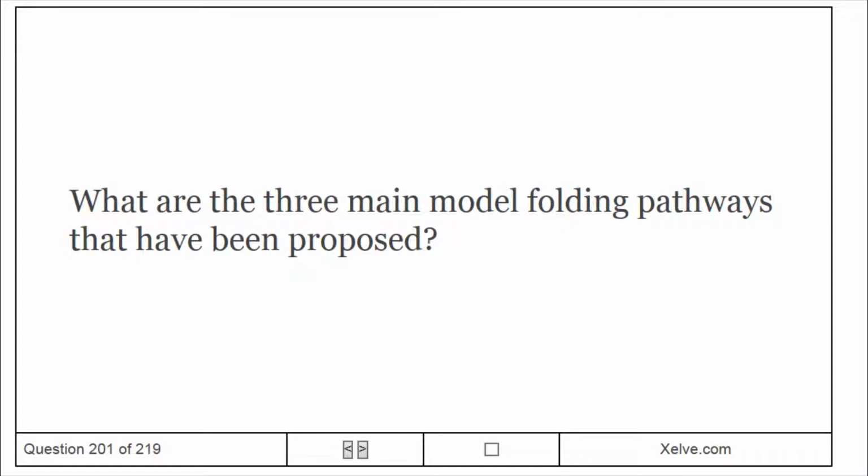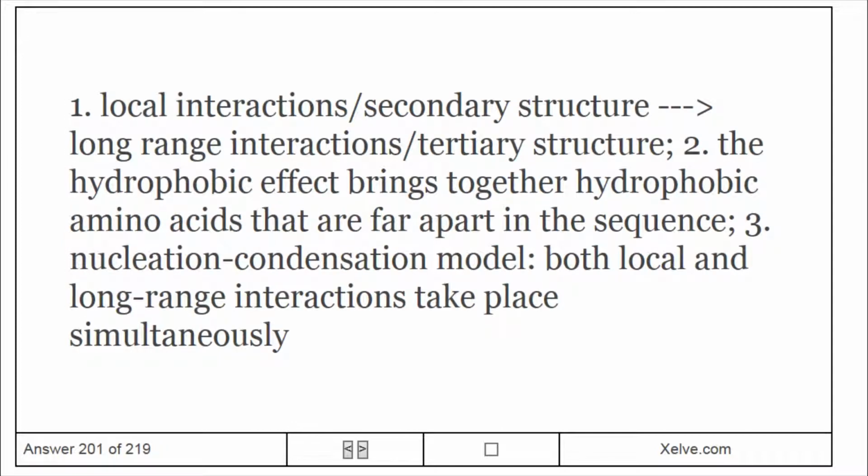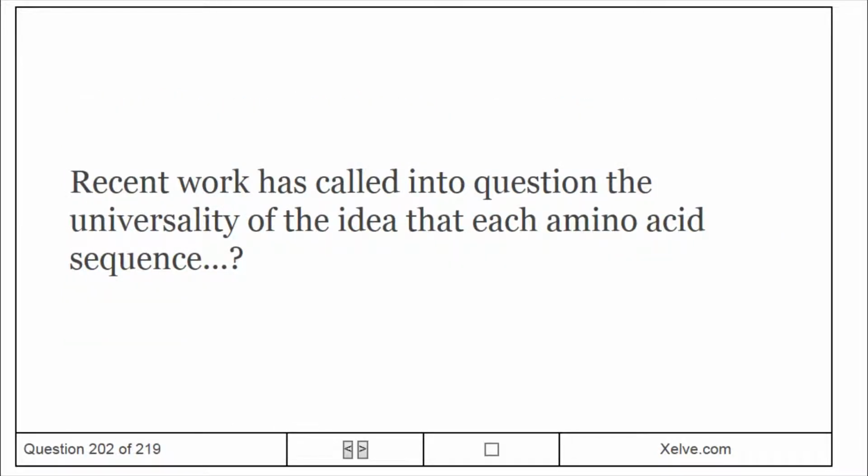What are the three main model folding pathways that have been proposed? 1. Local interactions, secondary structure, lead to long-range interactions, tertiary structure. 2. The hydrophobic effect brings together hydrophobic amino acids that are far apart in the sequence. 3. Nucleation-condensation model: both local and long-range interactions take place simultaneously.